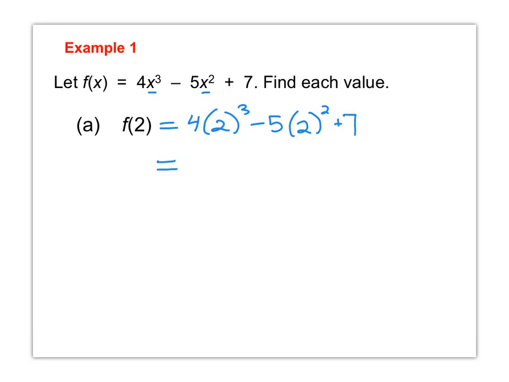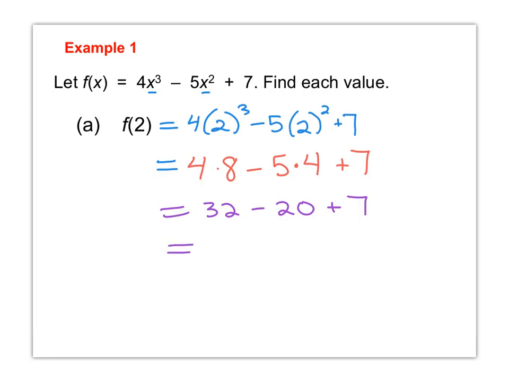Following the order of operations, you do exponents before you do multiplication and division. So we get 4 times 2 to the third power, which is 8, minus 5 times 2 to the second power, which is 4, plus 7. Now we can do the multiplication step. 4 times 8 is 32, minus 5 times 4 is 20, and then add 7. And with the addition and subtraction, we go from left to right, beginning with 32 minus 20 to get 12, and 12 plus 7, we get 19.